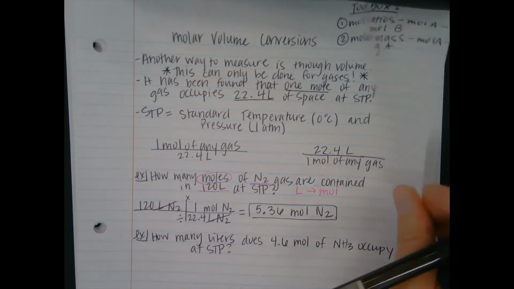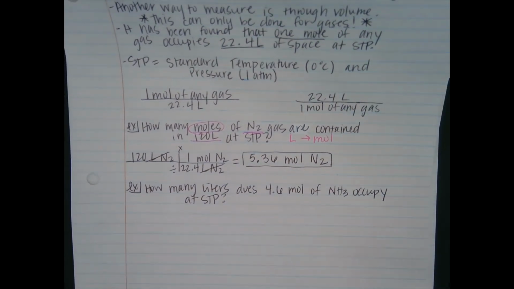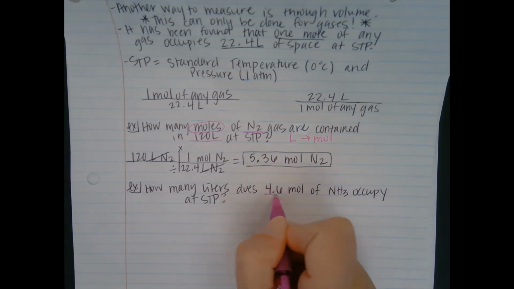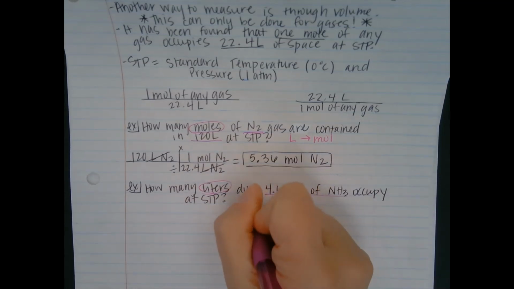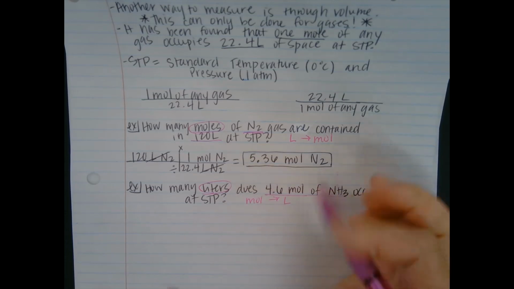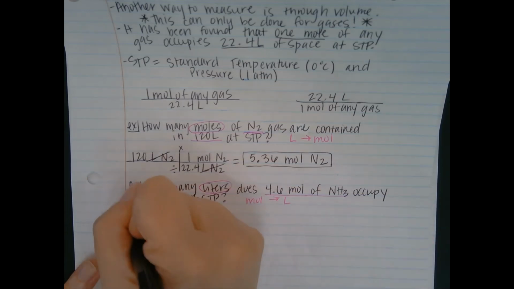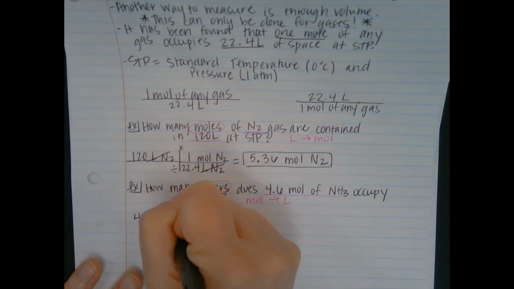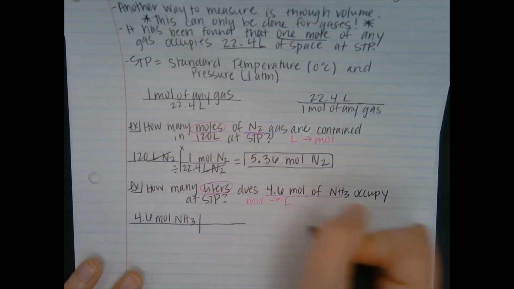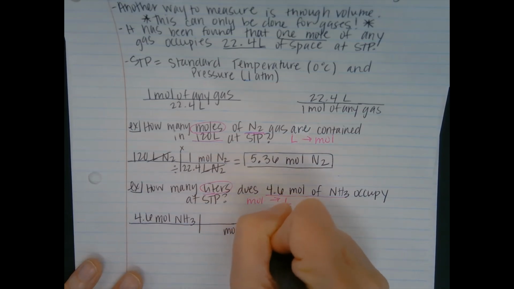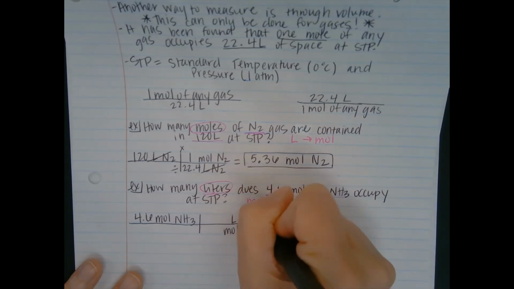All right, let's go ahead and solve this one. How many liters does 4.6 mole of NH3 occupy at STP? What are you given? Mole of NH3, and what are you trying to find? Liters. So we're going from mole to liters, and we are at STP, which means I can use my molar volume. Step 1, train track: 4.6 mole NH3. Now what? Copy the units down, mole NH3, so they cancel, and what units would go on the top? Liters, because that's what I'm looking for.